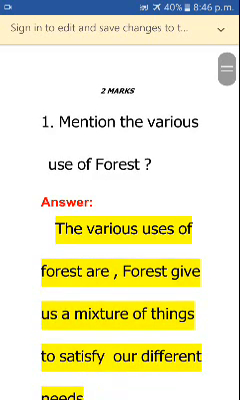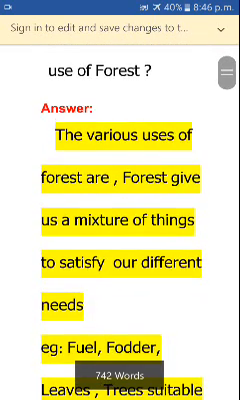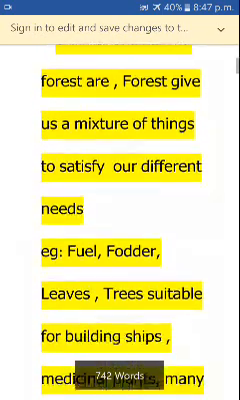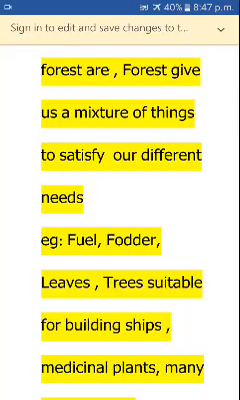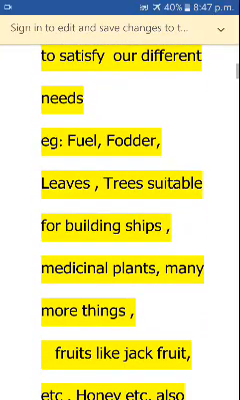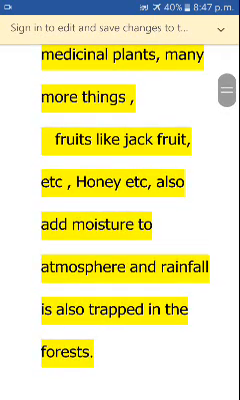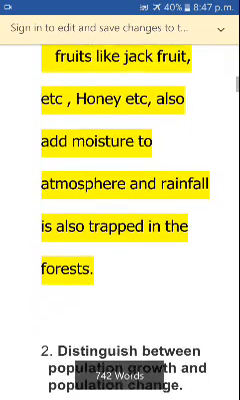And the various uses of forests. The answer: the various uses of forests are that the forest gives us a mixture of things to satisfy our different needs, for example fuel, leaves, and others. It also adds moisture to the atmosphere, and rainfall is also trapped in the forests.